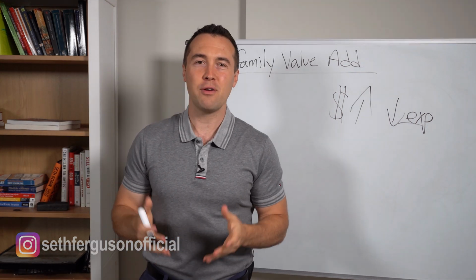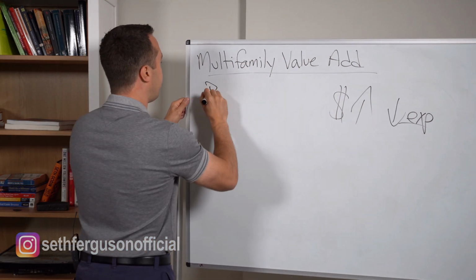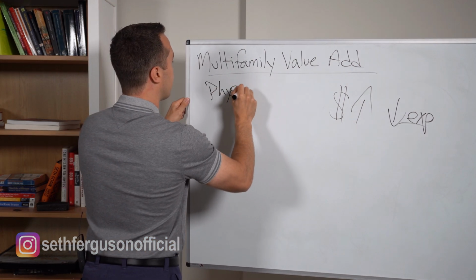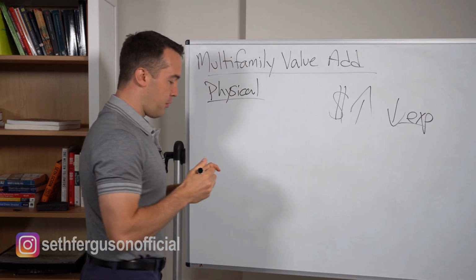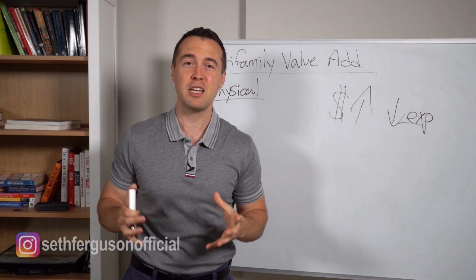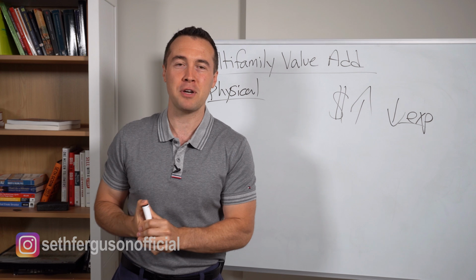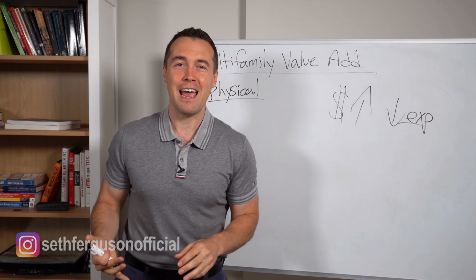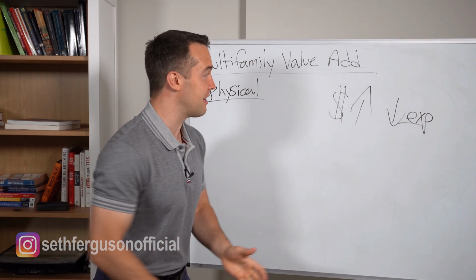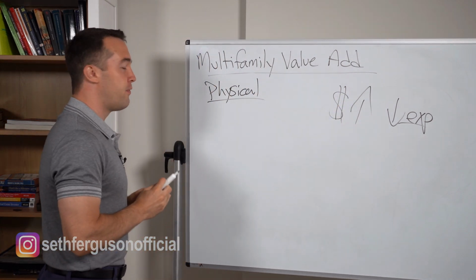I like to break down the value add strategy into two components. The first component is physical improvements. Physical improvements can encompass a wide range of improvements, but basically what we are doing is we are improving the physical aspects of the property to make it more attractive for tenants, and that means they're going to pay more rent, which then increases our revenue. So let's talk about some example physical improvements.